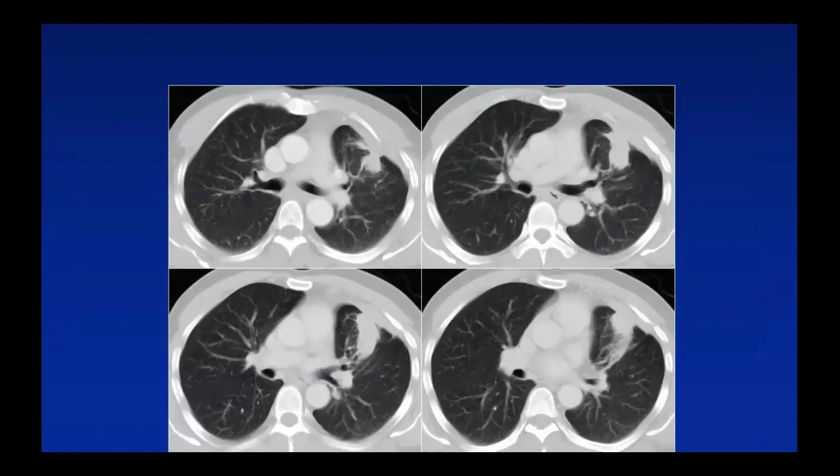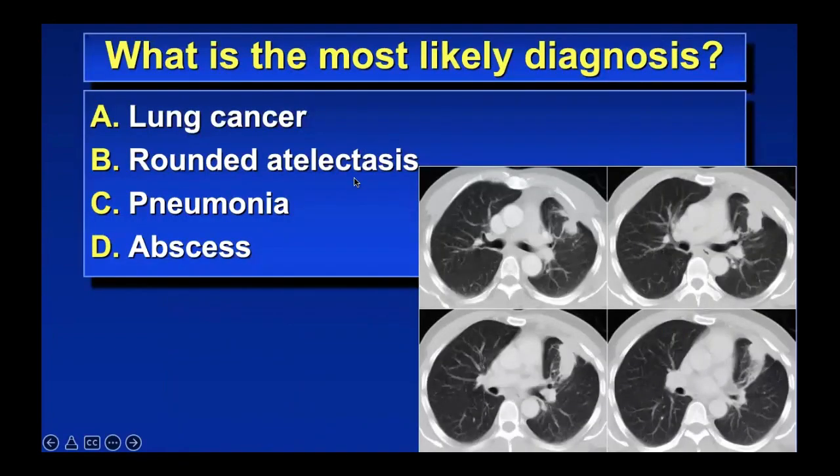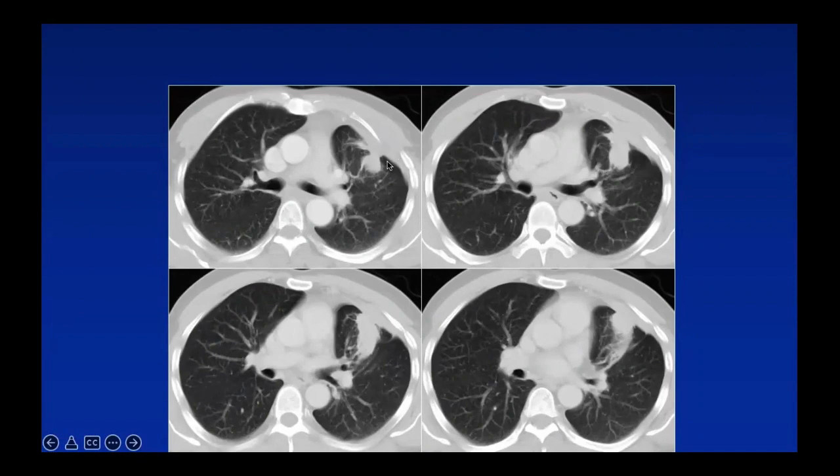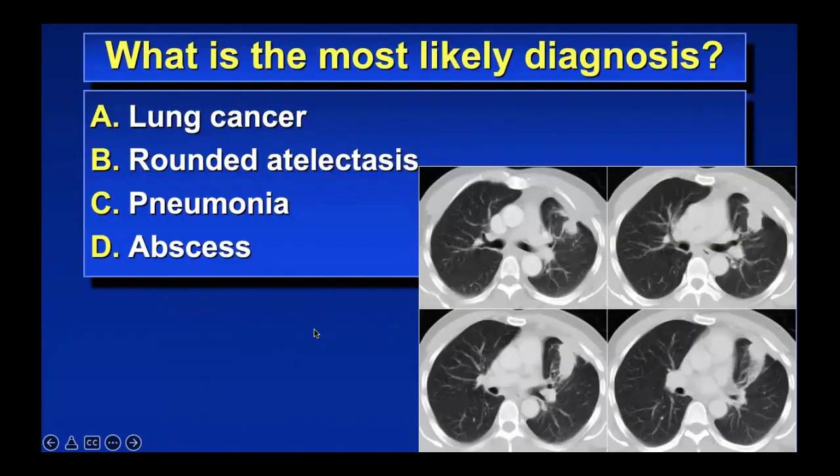Let's move on to this patient. What do we see here? So you can see in the left lung, there's this mass-like area here. Okay, so what is the most likely diagnosis here?